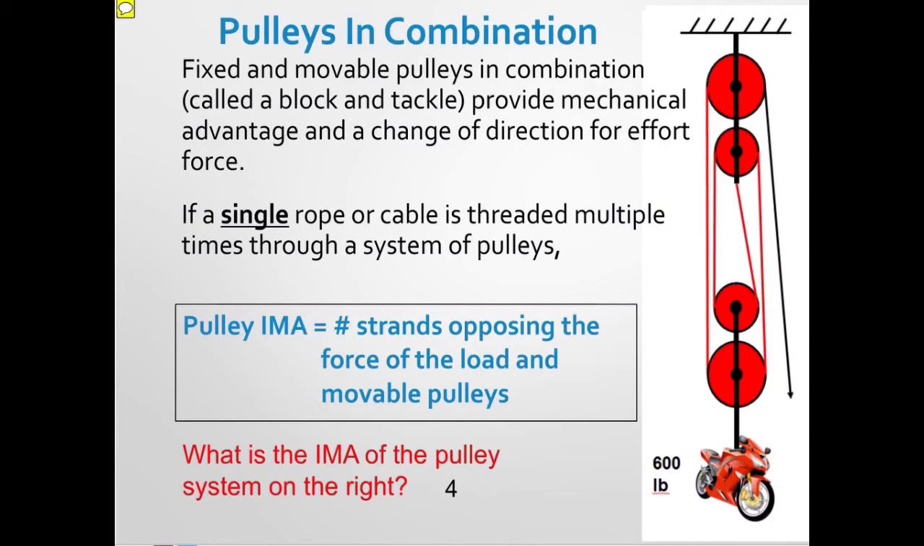To find then the actual amount of effort force, I can say my IMA and AMA would be equal. I'm going to assume that there's no friction on this. So I would say 4 equals my force resistance, which is 600, divided by x. When I solve for x, my force effort is going to be 150 pounds.